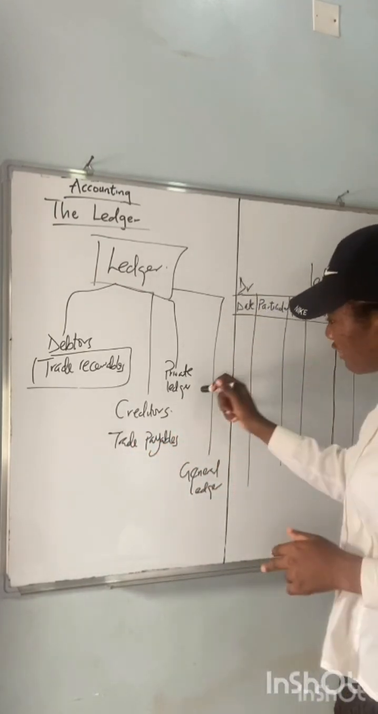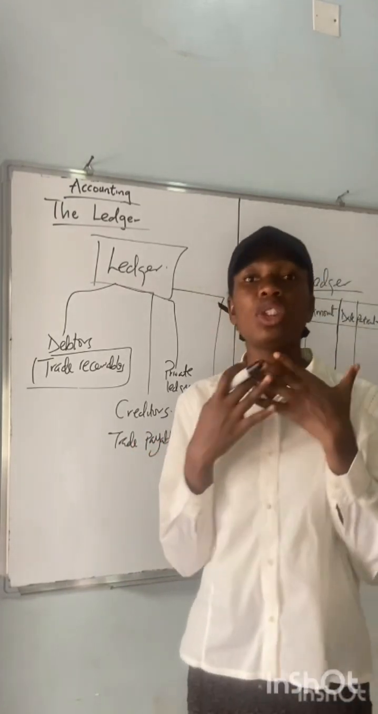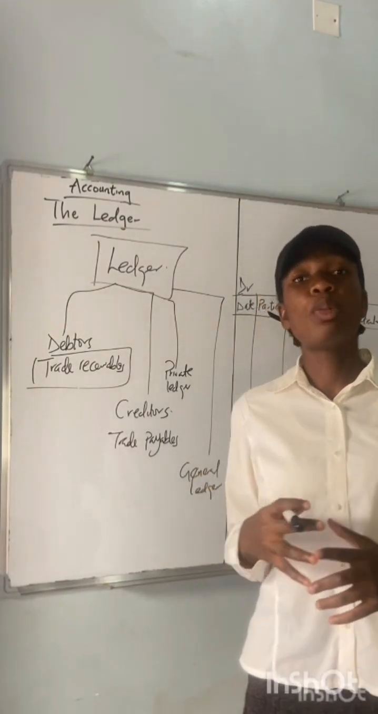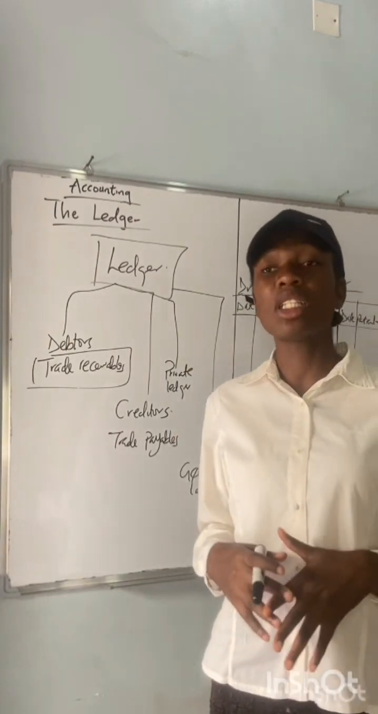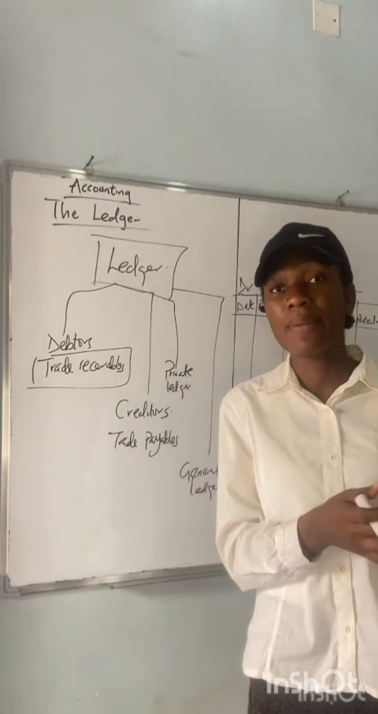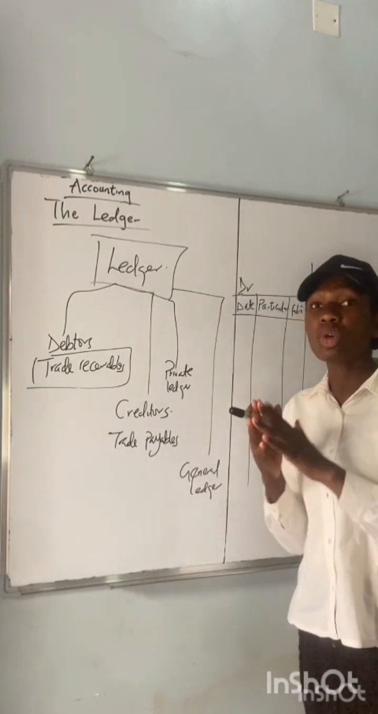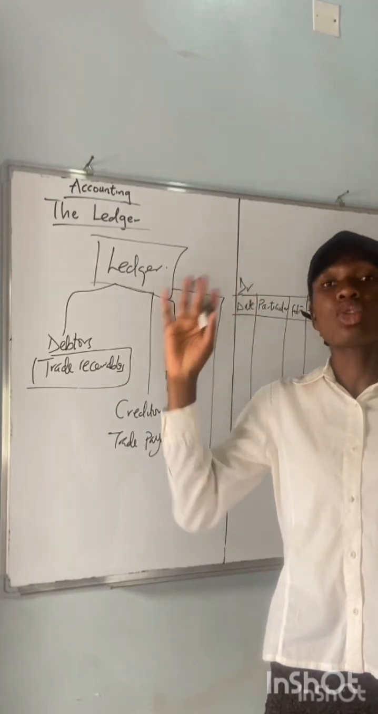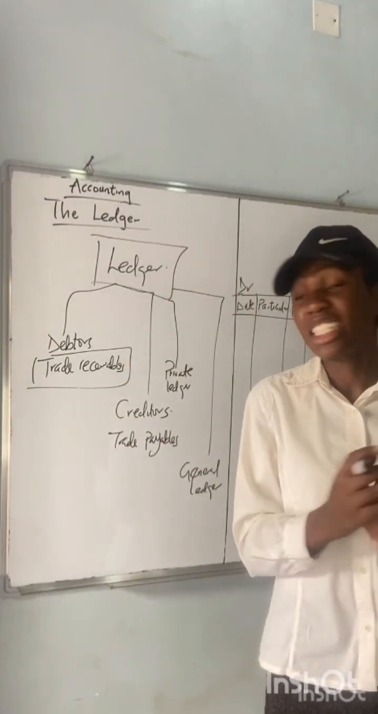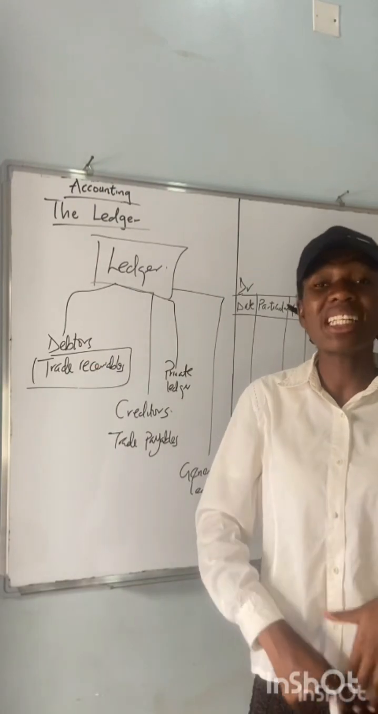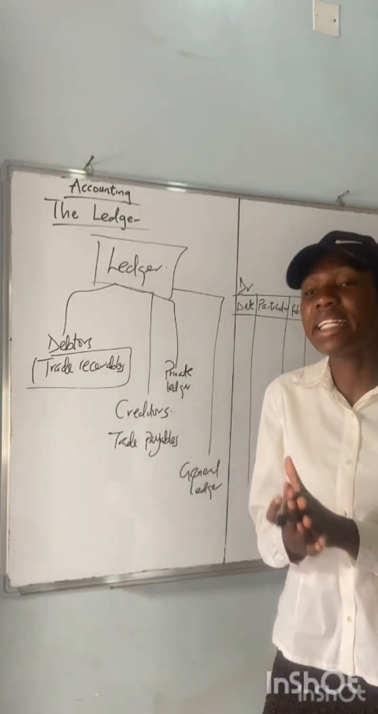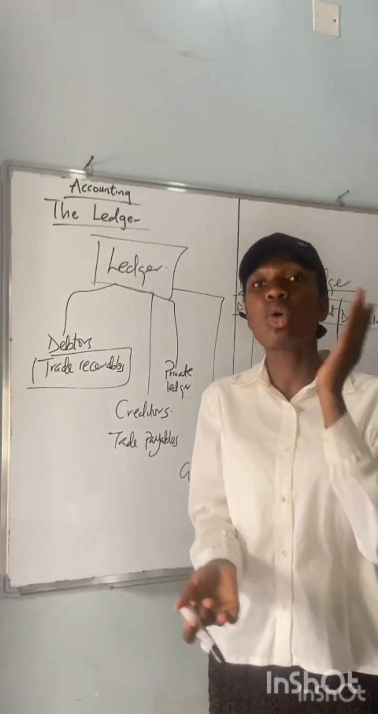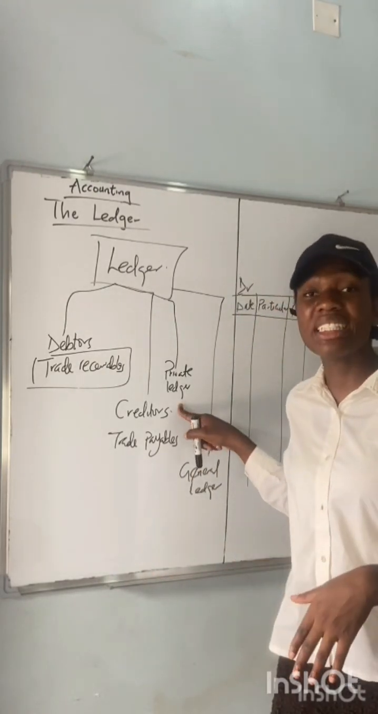Then we have the private ledger. Now the private ledger deals with the proprietor. The proprietor contributes capital. The proprietor can also withdraw from the business, which we looked at as drawings. When the proprietor withdraws from the business, it is called drawings. Every piece of information that relates to the activities of the proprietor in the business, if he is bringing money into the business, which we know as capital, or if he is taking money or goods out of the business, which is called drawings, is recorded in our private ledger.